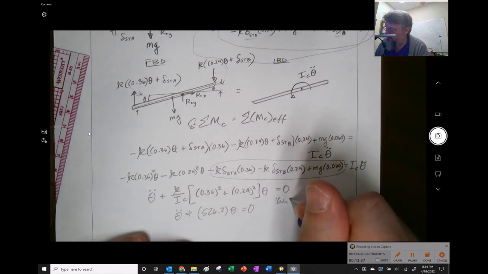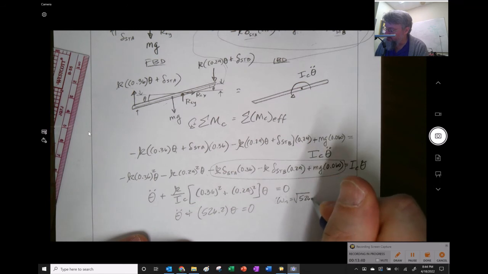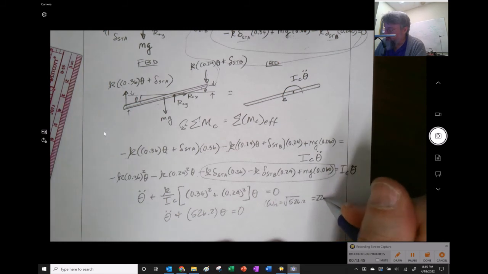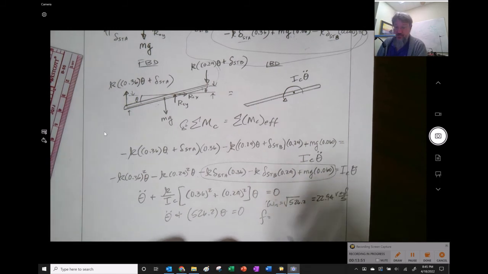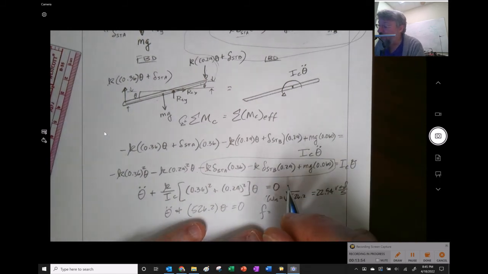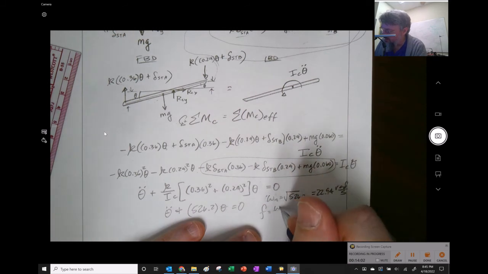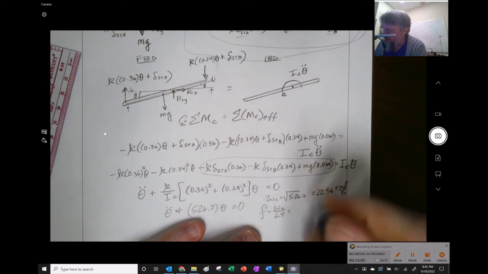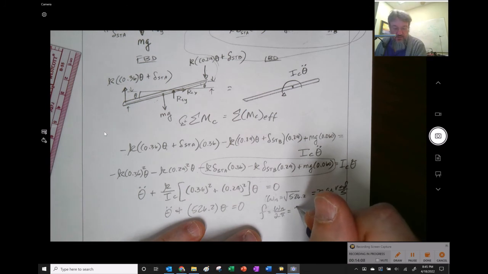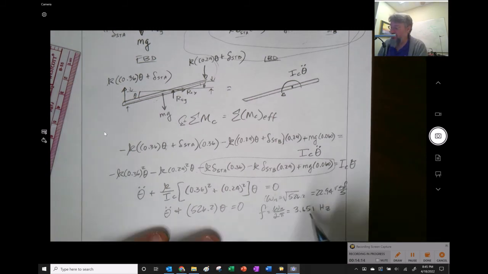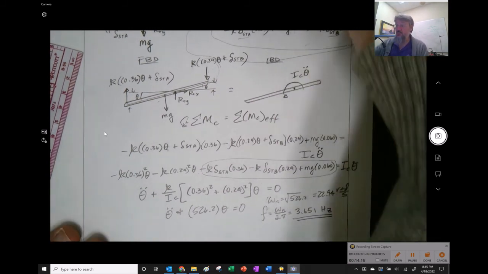So the natural frequency is the square root of 526.2. As a value, that's going to be 22.94 radians per second. But we would rather have the frequency because we were asked for the frequency of vibration, and that always means, unless they say the circular frequency, divided by 2 pi, so that you end up getting the natural frequency of 3.651 hertz, right? So that's going to be part A of the example.